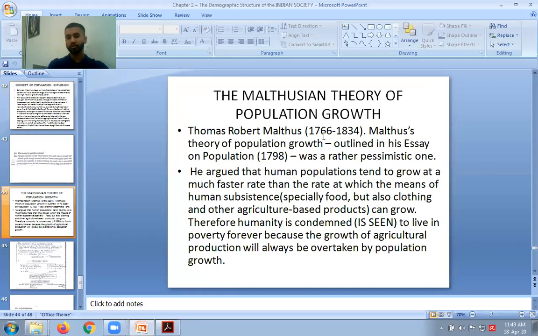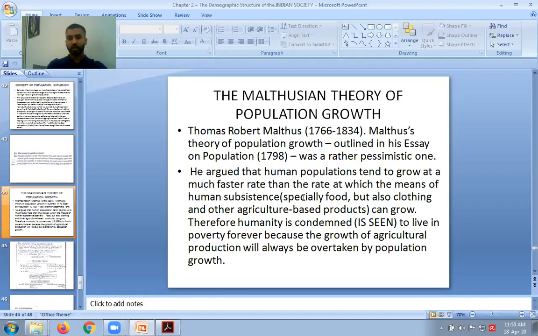Thomas Robert Malthus wrote this theory in his essay on population. I have already made you mark this particular line, that the essay on population was written by Robert Malthus. So it may come in the exam: who is the author of this essay on population? Then you can write that Thomas Robert Malthus was the author of this essay on population.